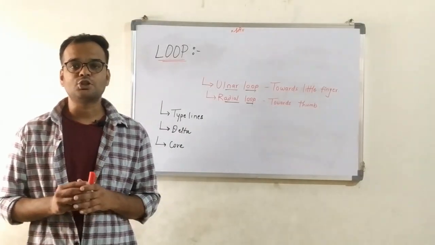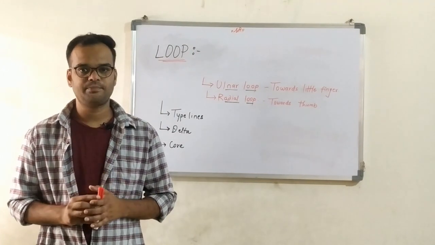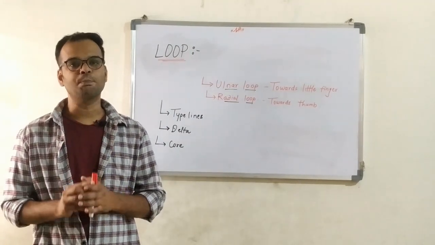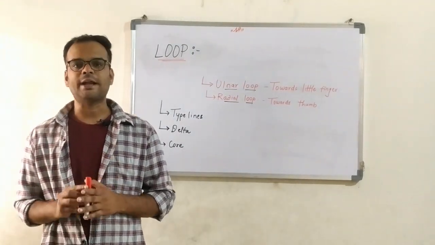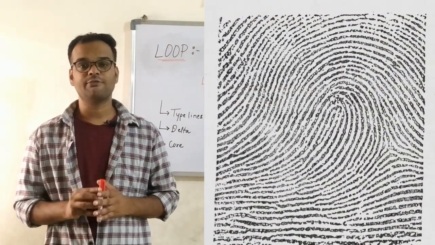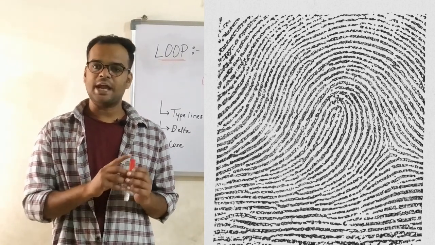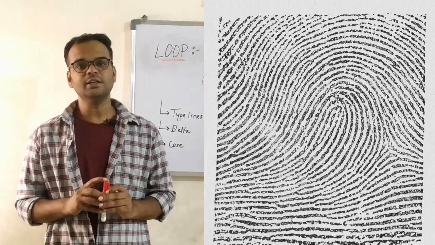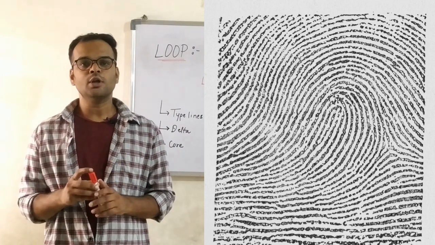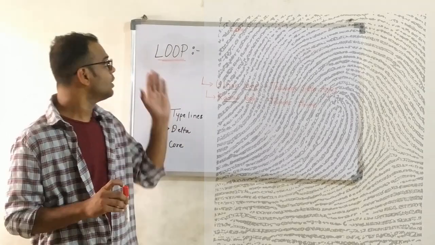Now let's talk about the patterns and the characteristics of them. The first pattern is loop. A typical loop pattern you can see here on your screen. It is a class of fingerprint that is characterized by ridge lines which enter from one side of the pattern and curve around to exit from the same side of the pattern. That is called a loop.